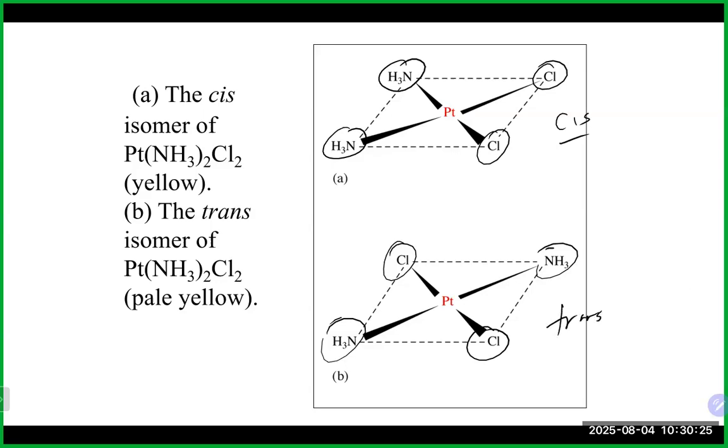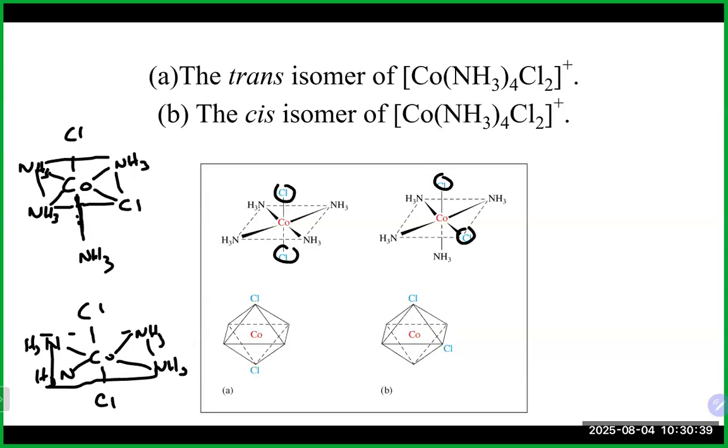So within a square planar geometry of a complex ion, what you're looking at is either they're both on the same side or on opposite sides of each other, which would give rise to the cis or the trans isomer.